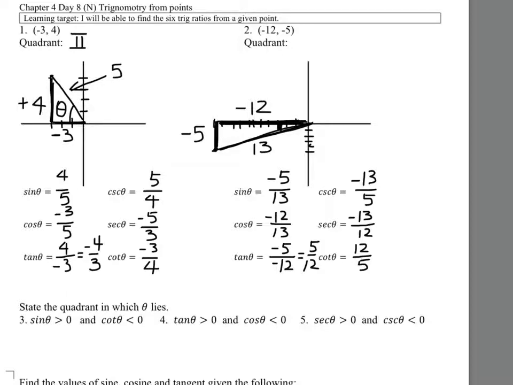Whenever it comes to given points, mark it down, find the quadrant, and then identify which one is going to be positive and which one is going to be negative. If you use the rules that I mentioned, x is always going to be your adjacent side and y is going to be your opposite side, you will get to the answer fairly quickly.